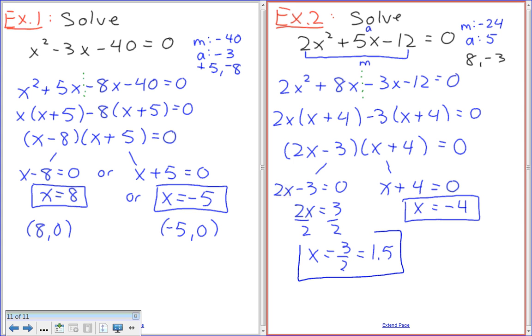Okay, is this starting to come back a little bit? So I'm going to move on. Keep cranking up the intensity here. Example 3. Oh, man is right.